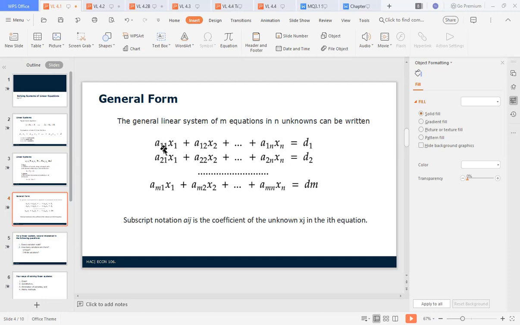These are the placement of the coefficients, the order. These are the variables x sub 1, x sub 1, x sub 2. And depending on how many equations and unknowns you have, you have x sub n. So these are our unknowns and our variables. On the right side of the equation, we have our constants.